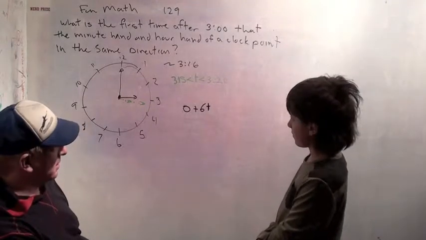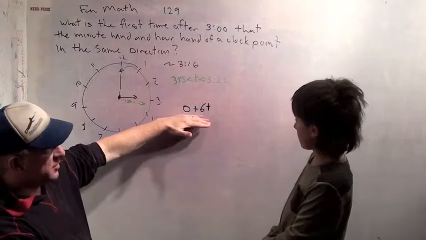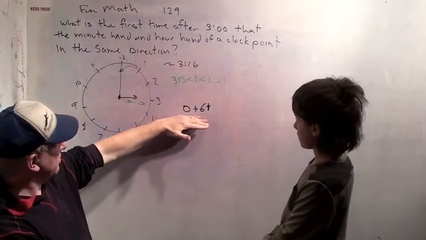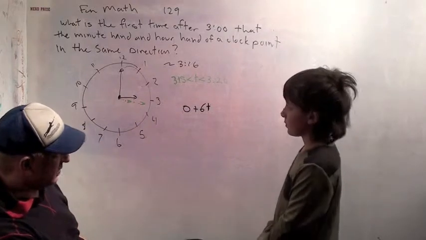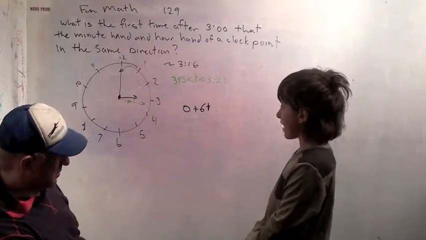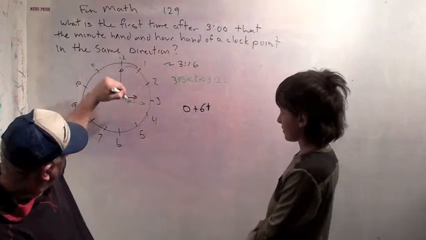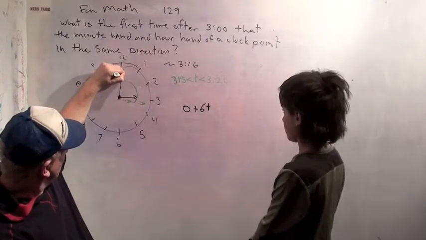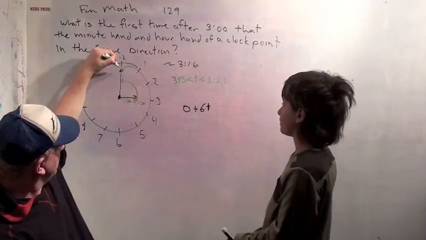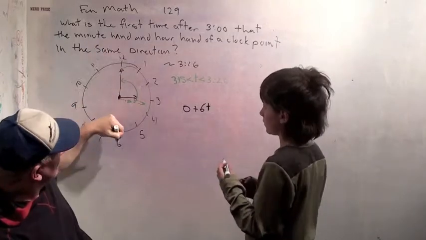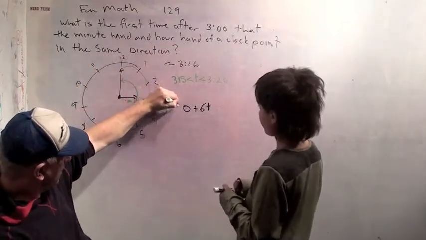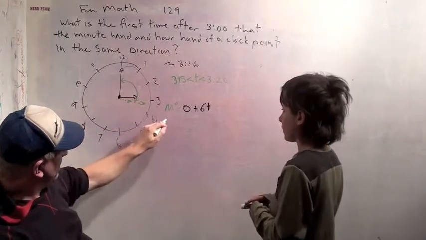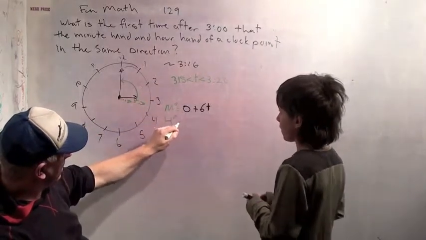Not quite. It represents something very important in the problem, but what does it represent? What does 0 plus 6t represent for the minute hand? It represents the angle that the minute hand makes, with this imaginary line that runs from 12 to 6. Okay, so that's the angle of the minute hand. So, minute angle. What is the hour angle in this problem?